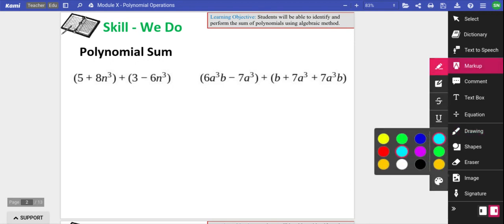We have two parentheses, one of them being 5 plus 8n cubed. The other one is 3 minus 6n cubed. We will be combining like terms as much as possible. So step number one, write down the first parentheses.